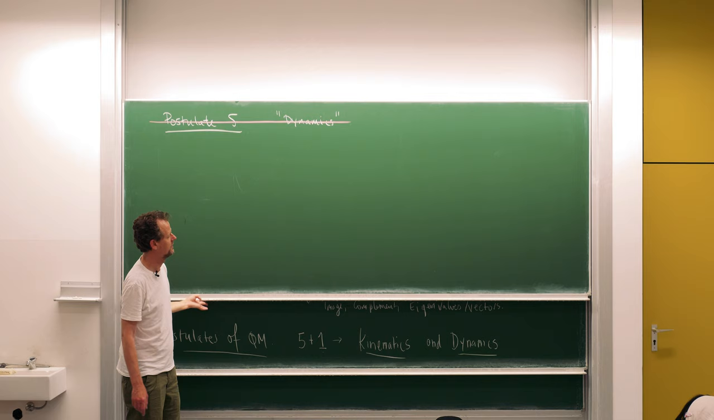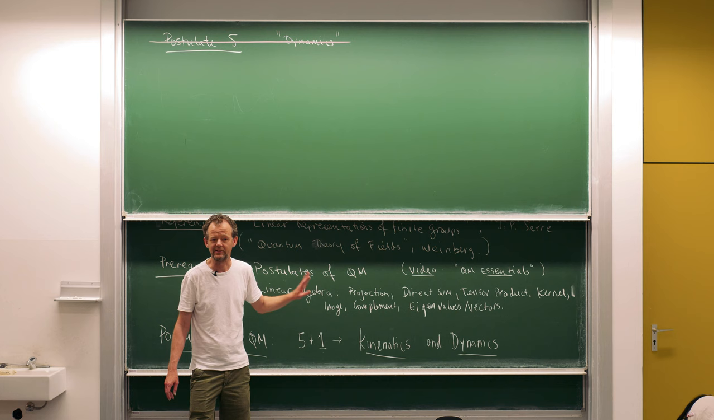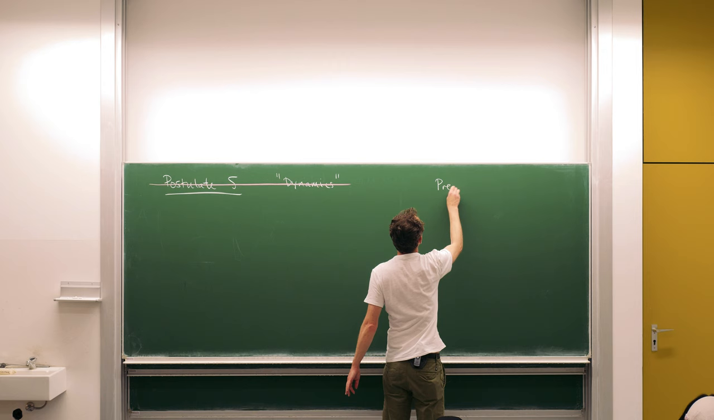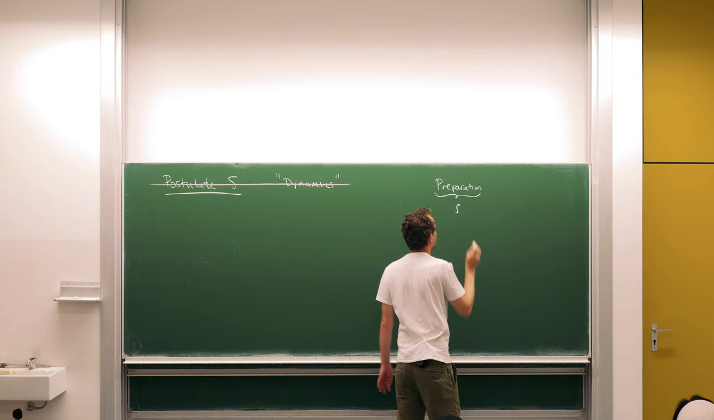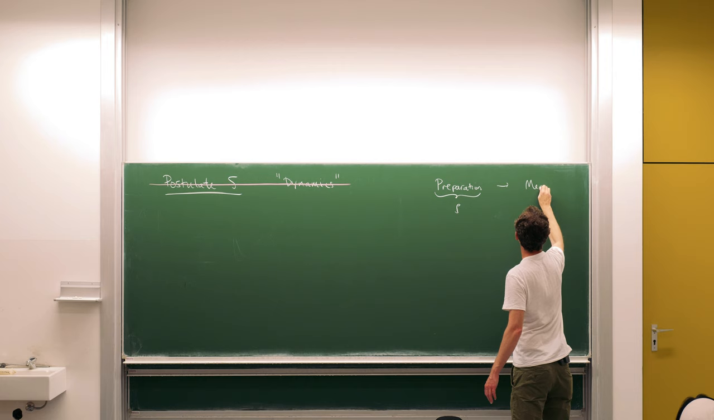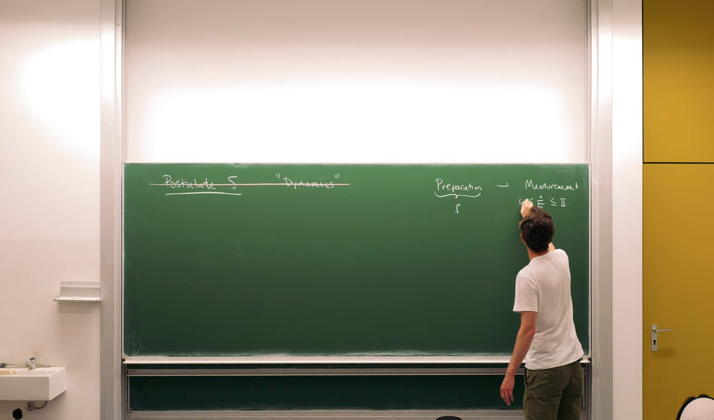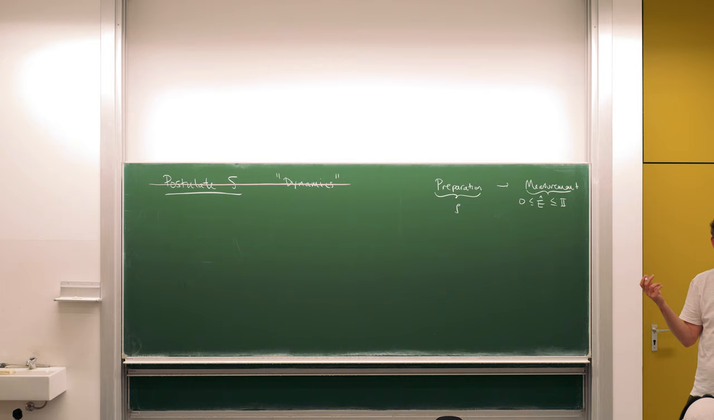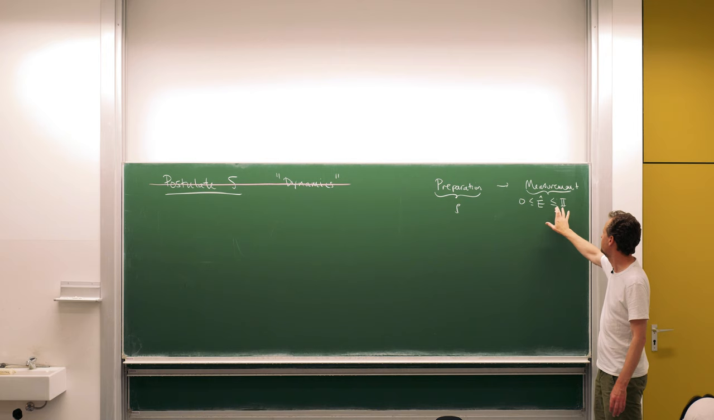What I should say, however, is that the first four postulates do actually contain dynamics, right? The reference to dynamics. In particular, the preparation of a quantum system being characterized by a density operator and the measurement of a quantum system being characterized by some positive operator E, a detector. You know, the difference between preparing and then measuring can be the dynamics. What happens in between the preparation and the measurement can actually be simulated by having a different density operator or by changing a measurement, right?